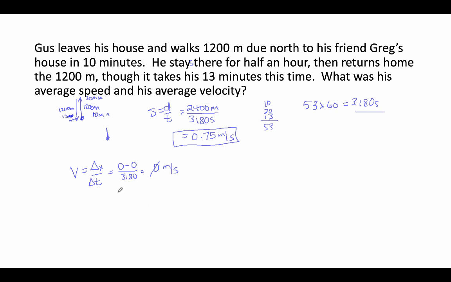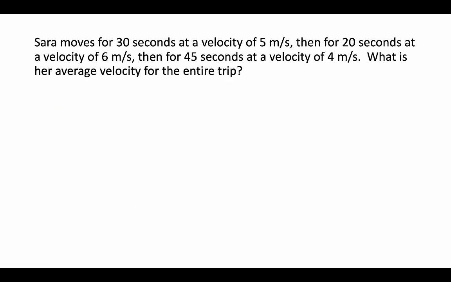So he had velocity in parts of the trip, but over his entire trip, his average velocity was 0 meters per second. Again, speed and velocity are not the same thing. Sometimes we can use them interchangeably, but you have to recognize the difference. Okay, we're going to do one last example, and this one is a little bit of a tricky example.